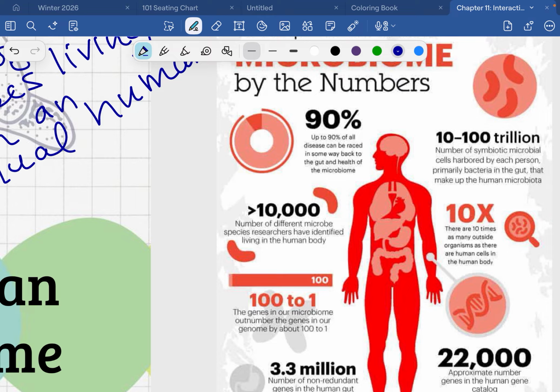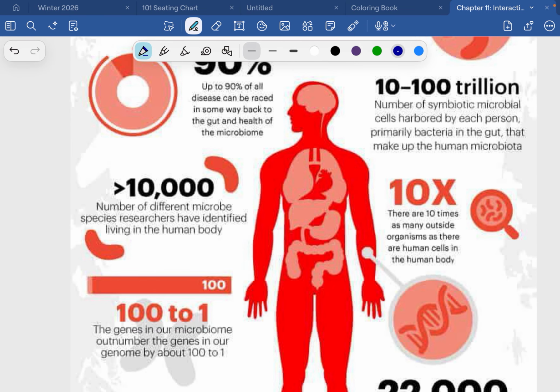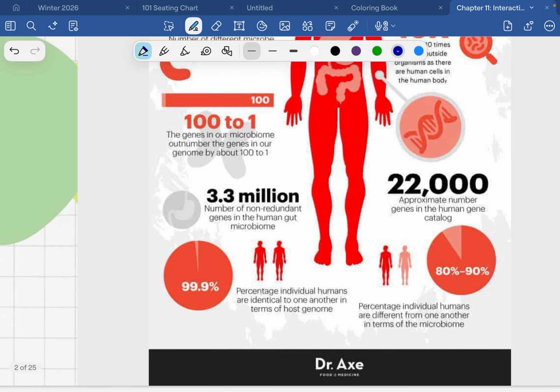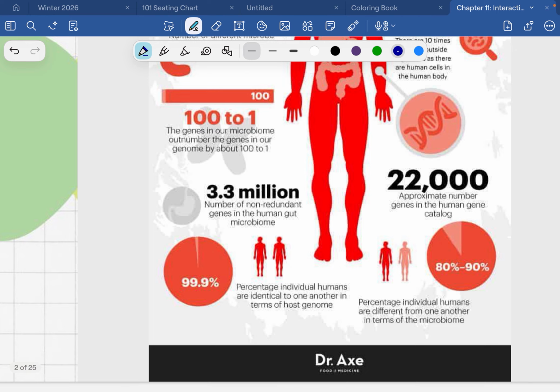Okay, so there's a lot of information here, and it does a lot of good things for us. There are 10 times as many outside organisms as there are human cells in the human body. So your human body is made up of more microbes than it is of human cells. Just to kind of put that in perspective. Okay.